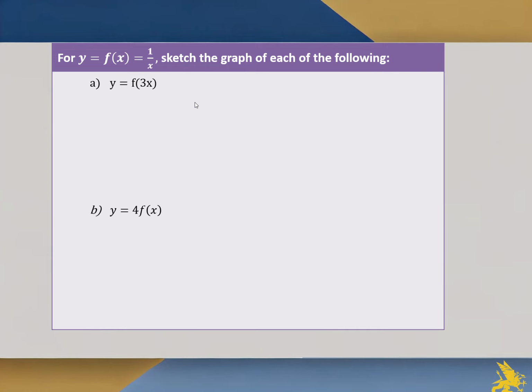Okay, so let's look at this next question now. We've got y equals f of x, which is equal to 1 over x. Sketch the graph of each of the following. So the first part that we are going to look at is, what does it mean when we've got 3x here? So it's referring to a horizontal compression.